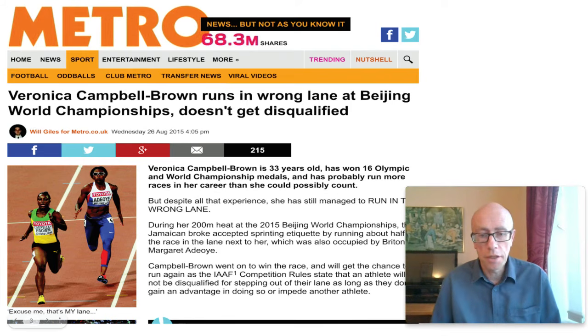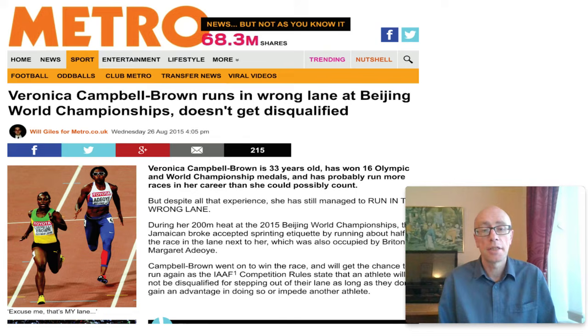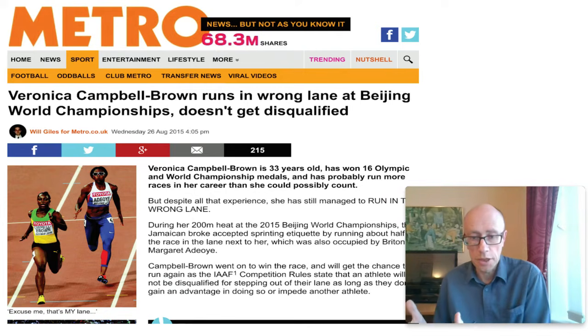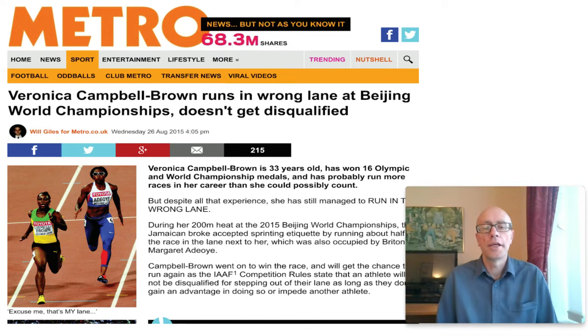We go on. "During her 200-metre heat at the 2015 Beijing World Championships, the Jamaican broke accepted sprinting etiquette by running about half the race in the lane next to her, which was also occupied by Briton Margaret Adair." Okay, so what's interesting here is that this Metro newspaper is primarily designed for a British readership, and therefore this is why it thinks this is news, that something wrong has been done to the British sprinter and that it's a non-British sprinter who has actually done this.